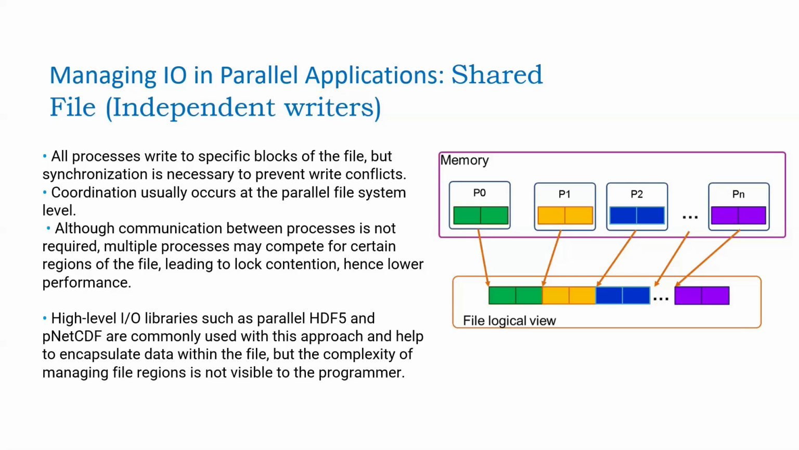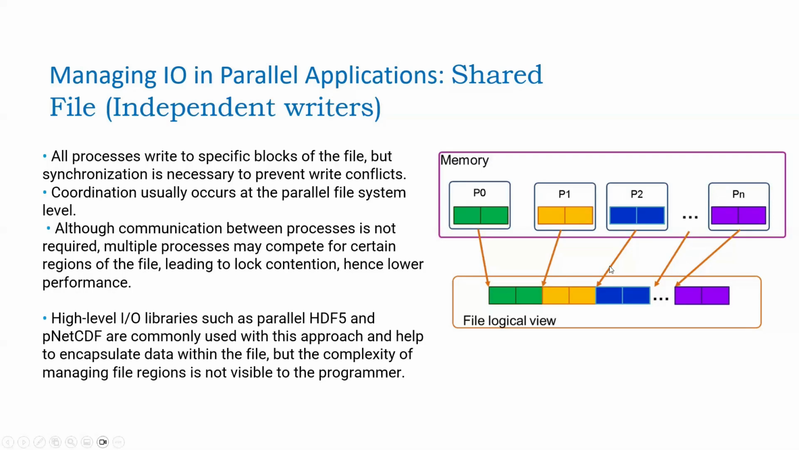Here the diagram gives a sort of understanding. Each process can write its data to a file, and there are no communications between the processes. This is called independent writes. With independent writes, synchronization will certainly be needed, and sometimes there may be issues in terms of conflicts or locks. However, this is fundamental.